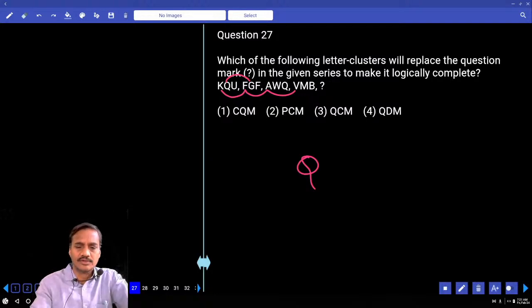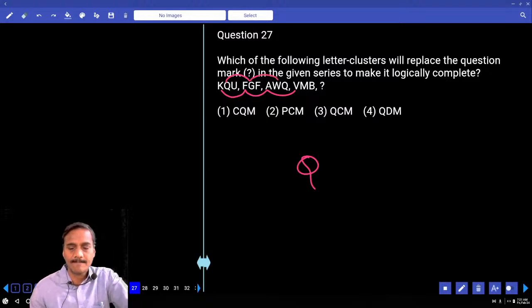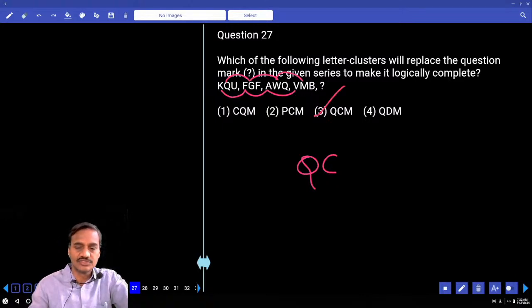Now 17 and 7, minus 10. Here next, W is 23, minus 10 is 13. 13 minus 10 is 3. The third letter is C. Q and C. Now among the given choices, Q and C is choice 3, question number 27.